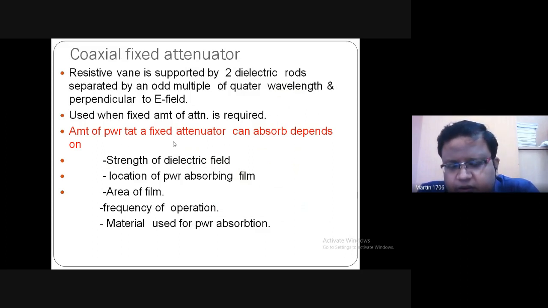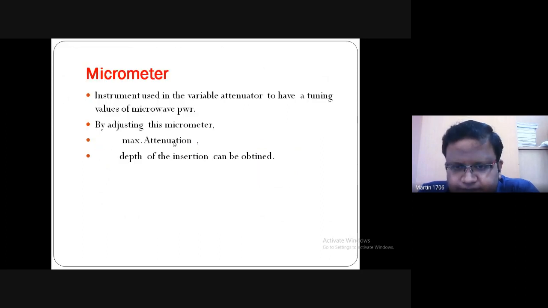The amount of power the fixed attenuator can absorb depends on certain performance measures, like the strength of the dielectric field and the location of the power absorber film. Then we should know the area of the film, the operating frequency, and the material used for that absorber. The next one is the micrometer.